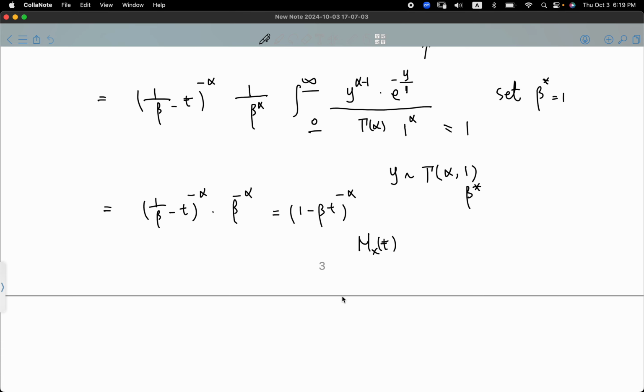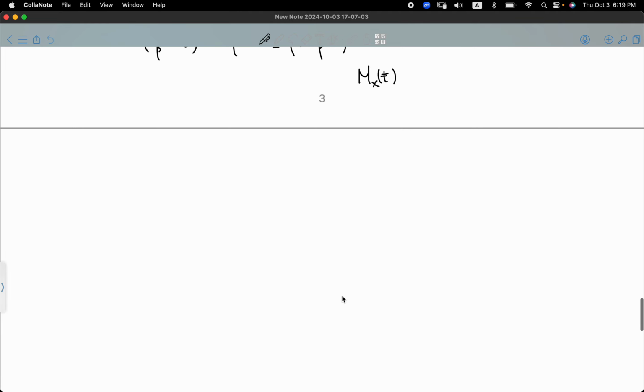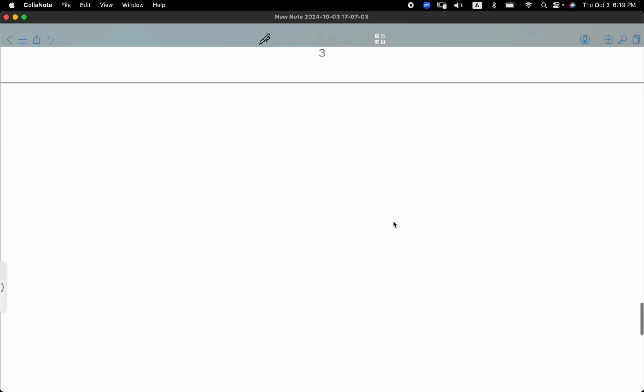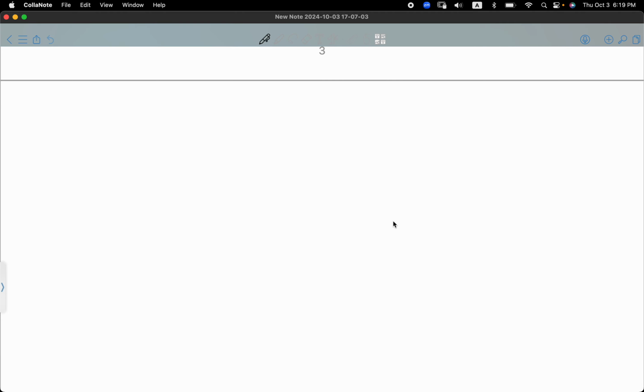Okay, so that's that. I think we have 30 minutes, so maybe I should start to introduce material related to homework exercises 6 and 7, which is relating to functions of random variables. So now I'm just going to call this a property of the moment generating function.